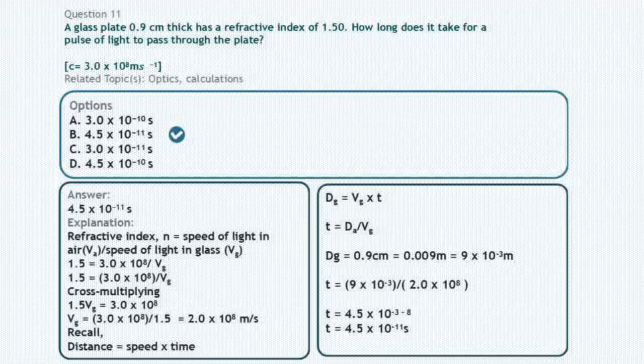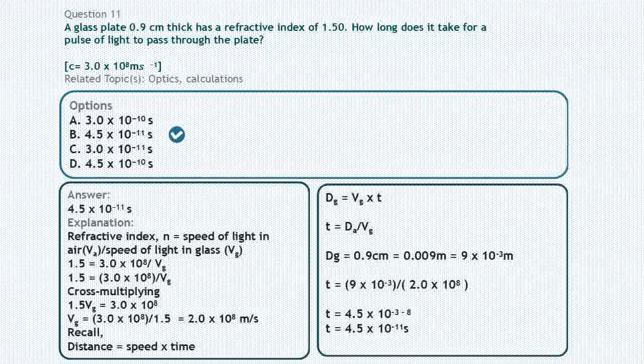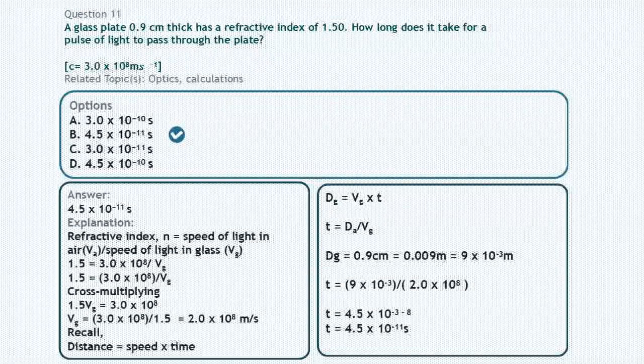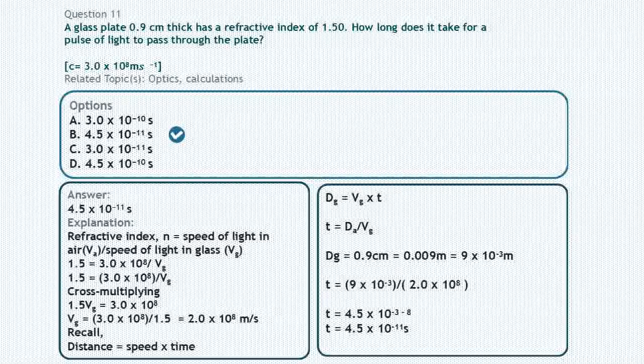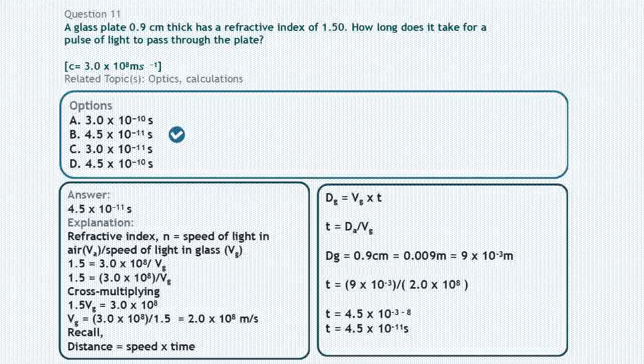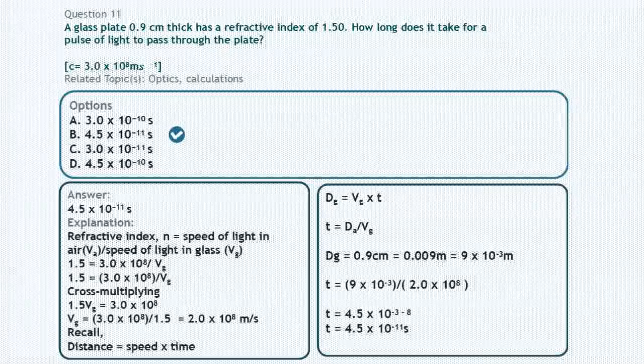How do you convert to meter? We are converting from centimeter to meter, so we simply divide by 100. If you divide 0.9 by 100, you get 0.009 meter. You can write this as 9 times 10 raised to power minus 3, because we have 3 zeros before the 9, and this is a number less than 1. So you have 9 times 10 raised to power minus 3 meter.